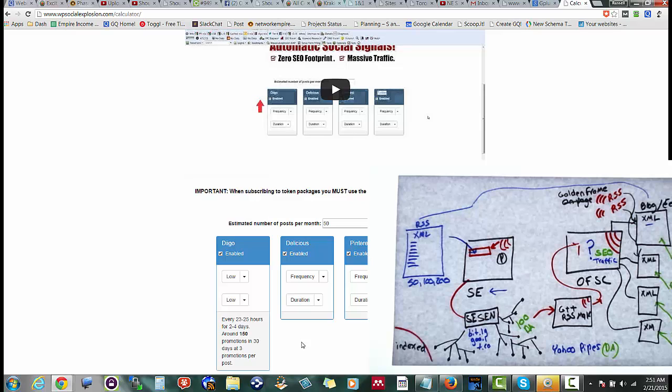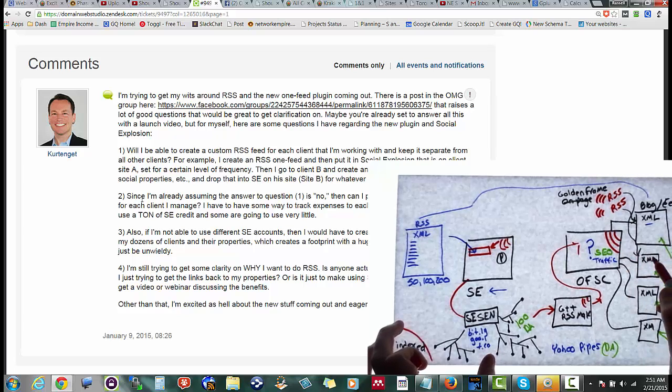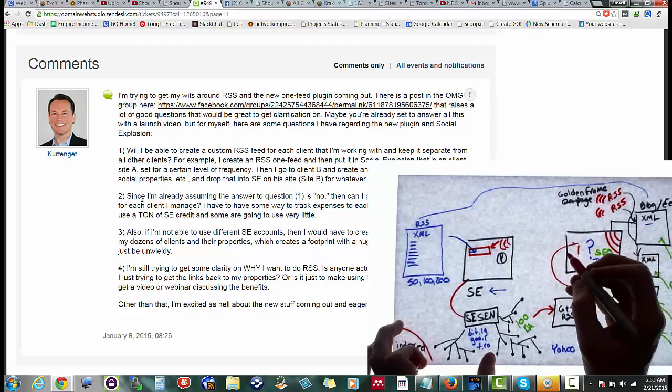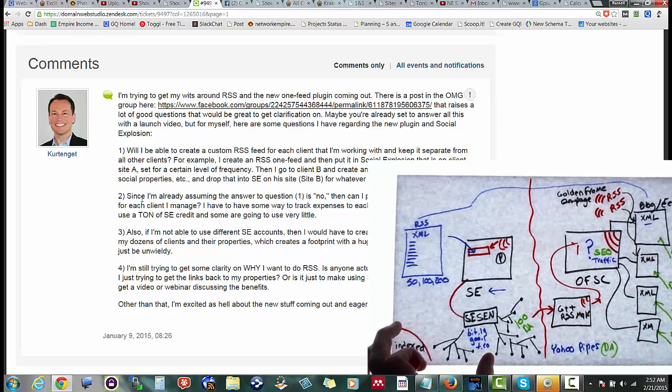Okay, so what Kurt is trying to ask is a great question. He wants to know about two things, and it's quite confusing if you're not clear on how this works. You don't have to put an RSS feed from one Feed Supercharger into Social Explosion. These things are two completely different applications. You can use them together, and you can splice and dice things.